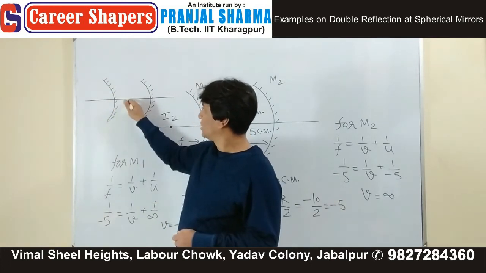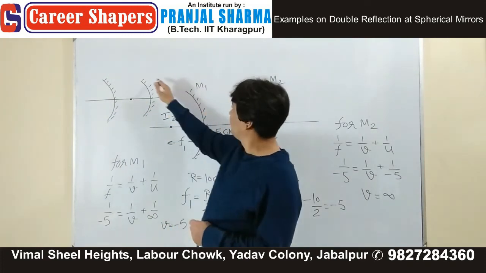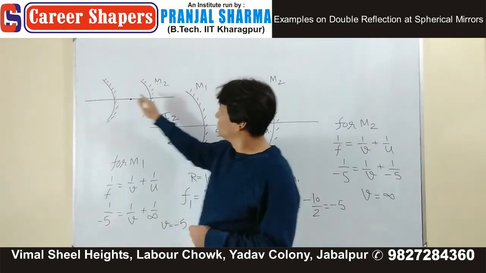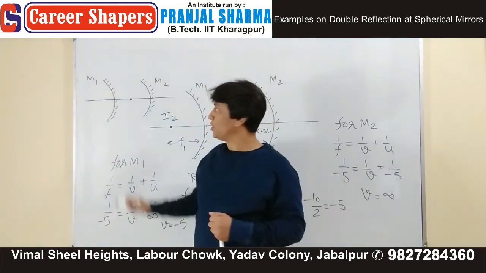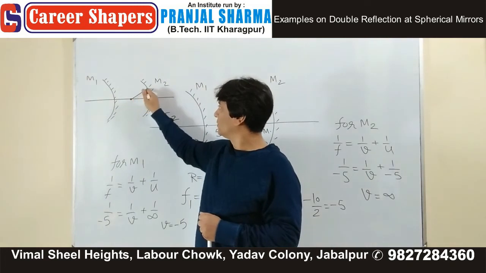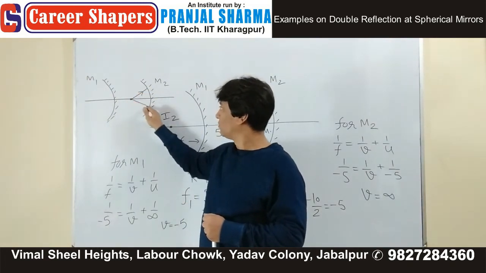Let's take this object as a point object. First reflection from M2, second reflection from M1. So rays are going to move like this. This is the incident ray. This is the incident ray.